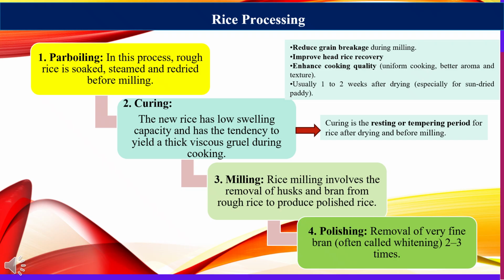4. Polishing, whitening. Polishing is the final step in milling, involving the removal of any remaining fine bran particles from the surface of the rice kernel. This process, often done 2 to 3 times, gives the rice a smooth, bright, and appealing appearance. While polishing improves appearance and shelf life, it can also reduce nutrient content by removing trace amounts of vitamins and minerals present in the bran layer.